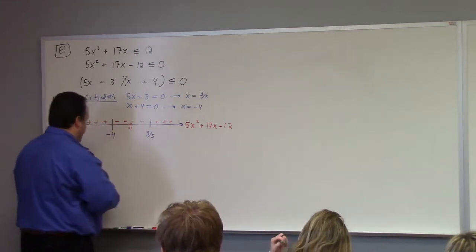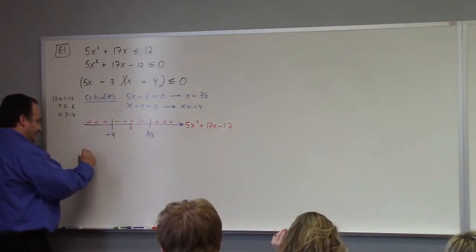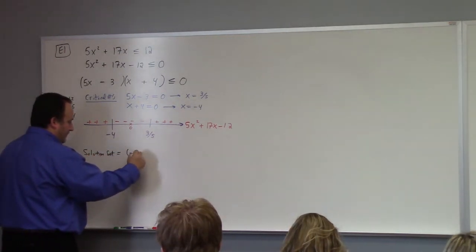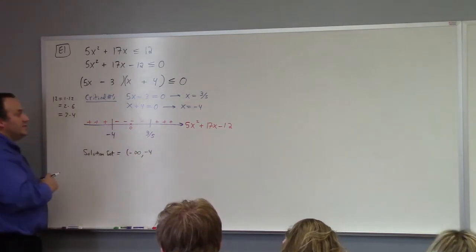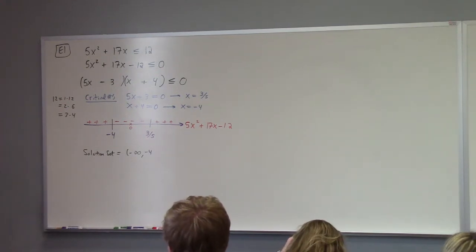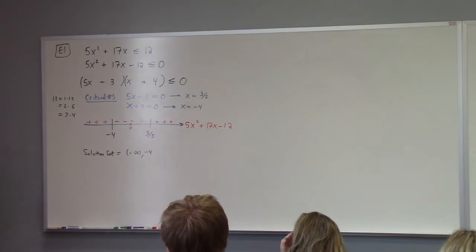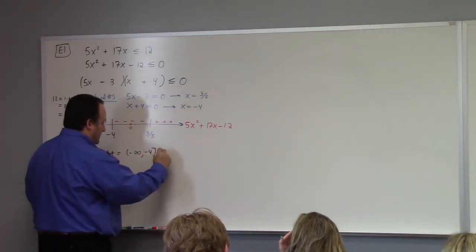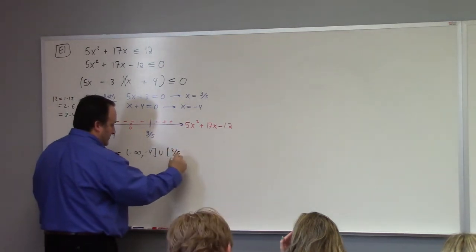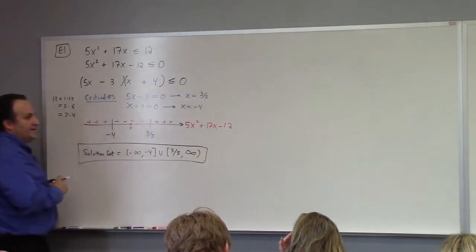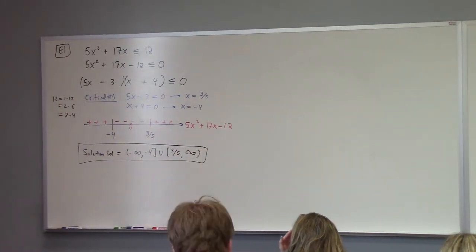Solution set. What is it? Do I include or exclude -4 here? I include because we're looking for either is less than or equals to 0. Equals to 0 is allowed, so we include -4. And then union, include 3/5 for the same reason to infinity. There you go. Answer. This is, roughly speaking, number 8 in your homework, all right?